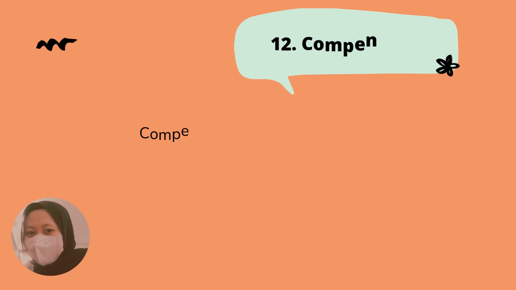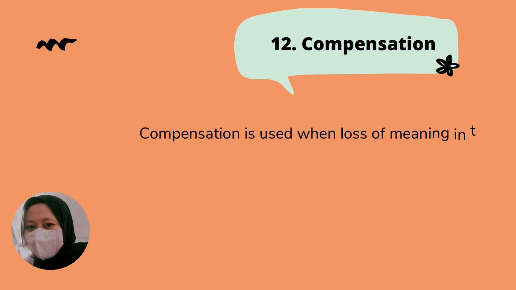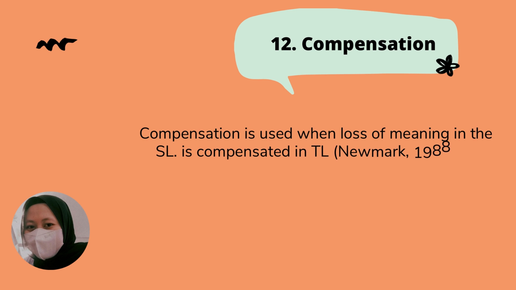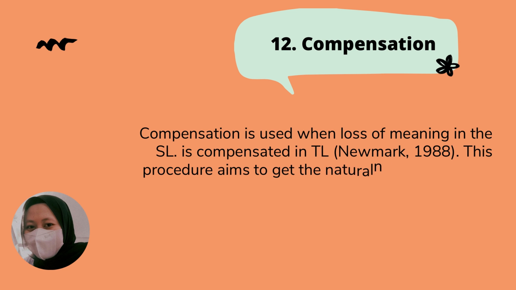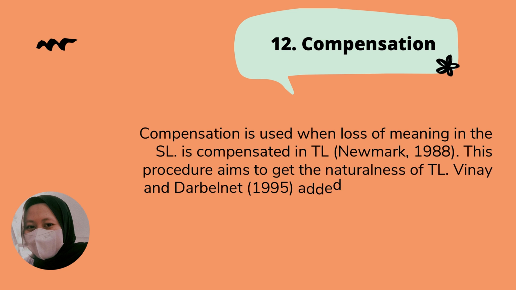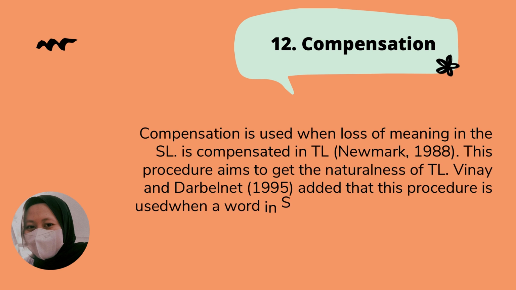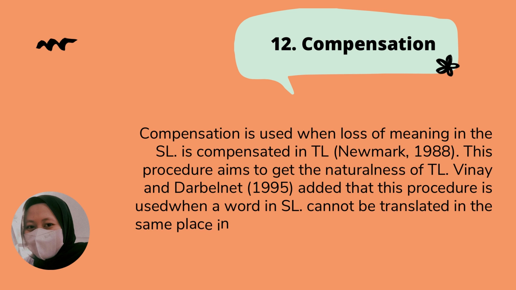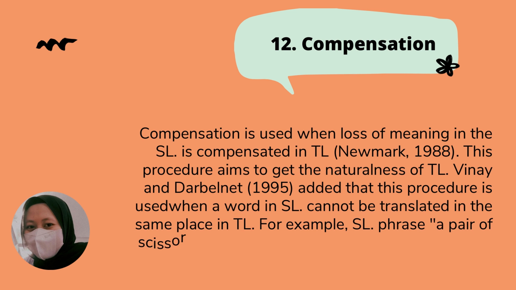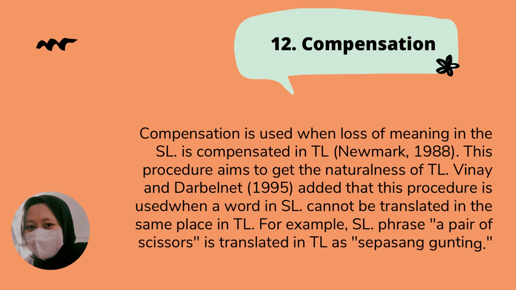So I'll go first with compensation. Compensation is used when loss of meaning in the SL is compensated in the TL (Newmark, 1988). This procedure aims to get the naturalness of the TL. Vinay and Darbelnet (1995) added that this procedure is used when a word in the SL can be translated in the same place in the TL. For example, the SL phrase "a pair of scissors" is translated in the TL as "sepasang gunting."